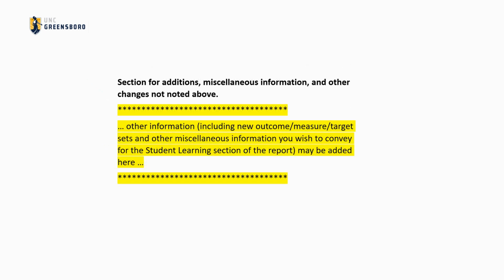The next section is a section for additions, miscellaneous information, and other changes related to the Student Learning Outcomes section. In this optional section, the user is provided with an editable area where other information regarding student learning outcomes may be provided. For example, is the program planning to include a student learning outcome, measure, target set that wasn't listed in the template? Here's the spot to list it. Other miscellaneous information related to student learning outcomes can be provided here as well.